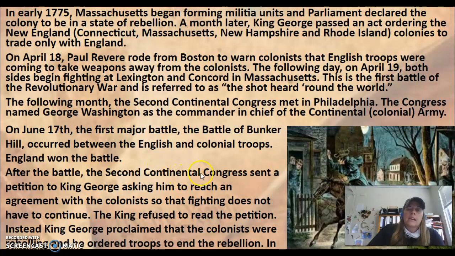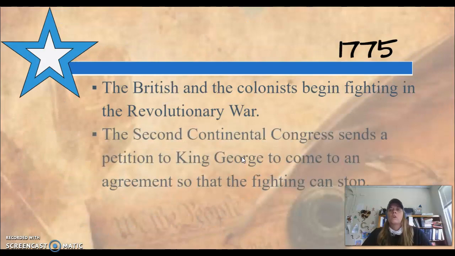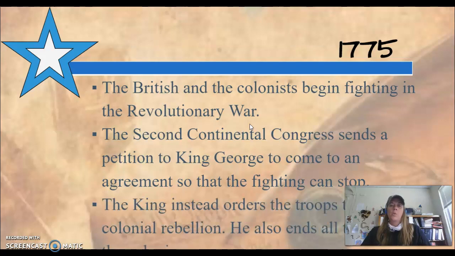After the battle, the Second Continental Congress sent a petition to King George, asking him to reach an agreement with the colonists. The king refused to read the petition. Instead, King George proclaimed the colonists were rebelling. He ordered troops to end the rebellion. In addition, Parliament ordered an end to colonial trade. So the British and colonists began fighting. The Second Continental Congress sends the Olive Branch petition to King George, come to an agreement so fighting can stop. King George says no.